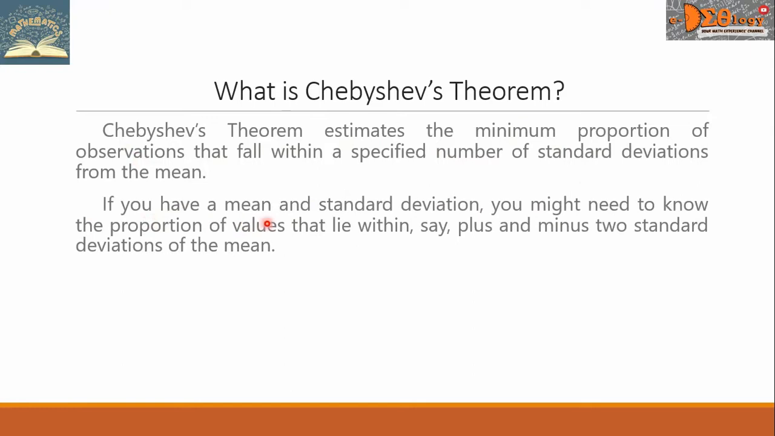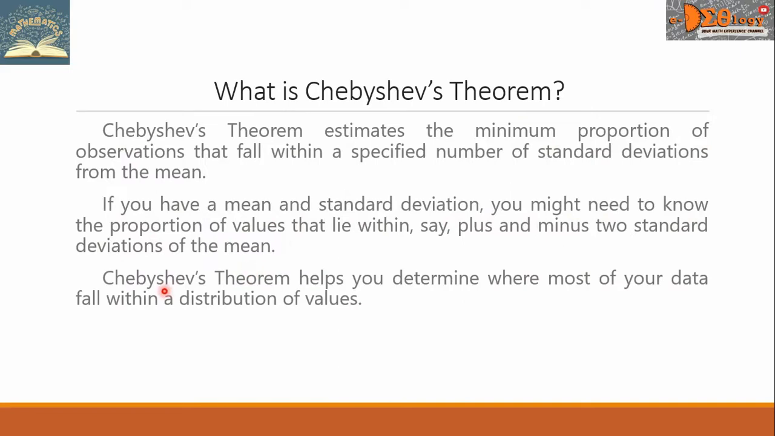If you have a mean and standard deviation, you might need to know the proportion of values that lie within, say, plus and minus 2 standard deviations of the mean. Chebyshev's theorem helps you determine where most of your data fall within a distribution of values.